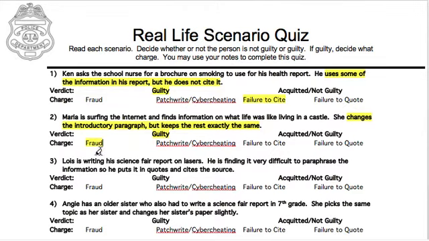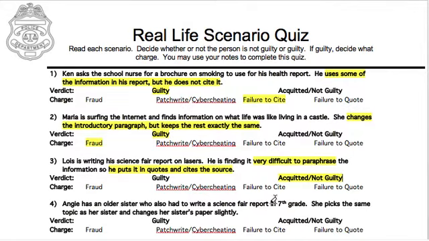So then we move on to Lois, who is a girl, not a boy, but Lois is writing a paper and she finds it very difficult to paraphrase. So she takes the information, she puts it in quotes, she cites the source. Awesome job, Lois, great job. So she would be acquitted or not guilty. That's exactly what you need to do. So you put things in quotes and you cite the information. So let's move on to Angie.